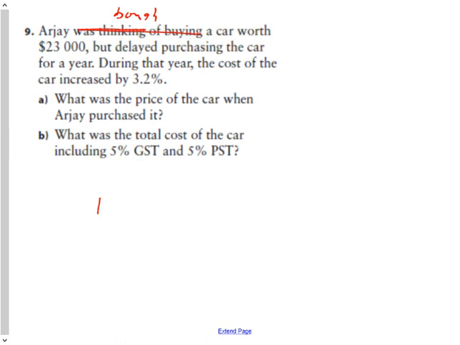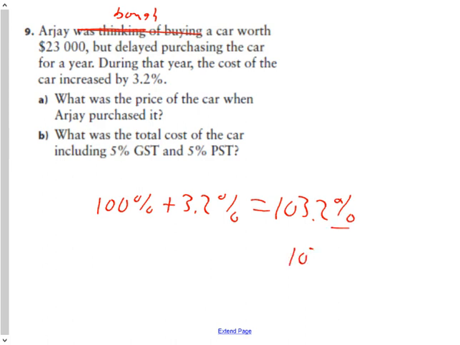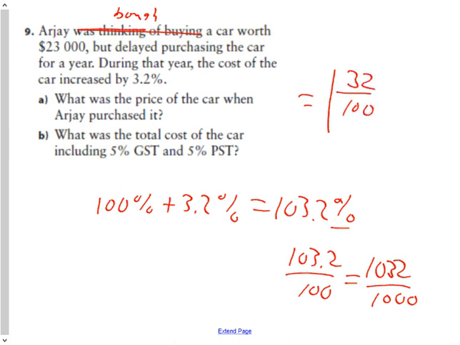So if I think about 100% of the car, plus the increase of 3.2%, this is 103.2%, which as a fraction is 103.2 out of 100, which is 1,032 out of 1,000. That's an equivalent fraction with no decimal, which is equal to 1 and 32 thousandths. Does everyone see that train of thought that I just had there? 100% plus 3.2% equals 103.2%. So therefore, as a decimal, this would be equal to 1 and 32 thousandths.